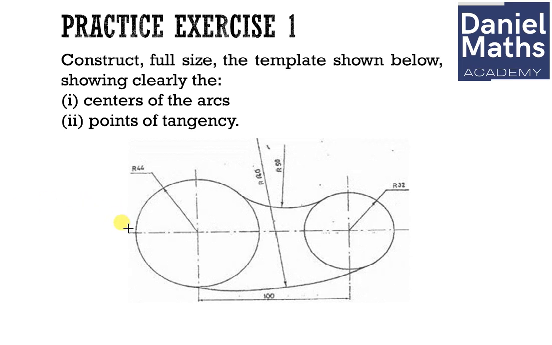All right. So first of all, we need to create this center line. The distance between the center of circle A and circle B is given as 100 millimeter. So let's first get that done.